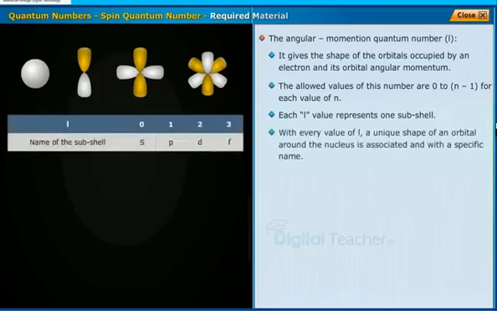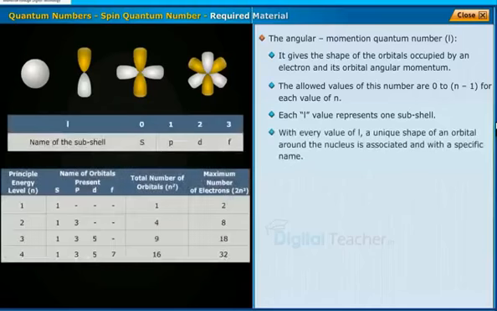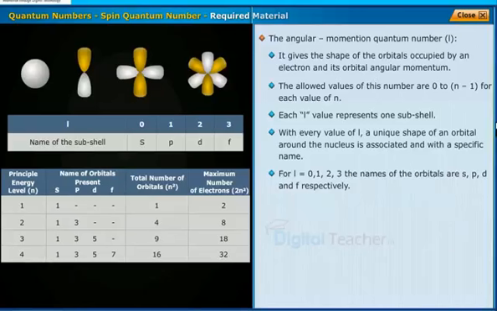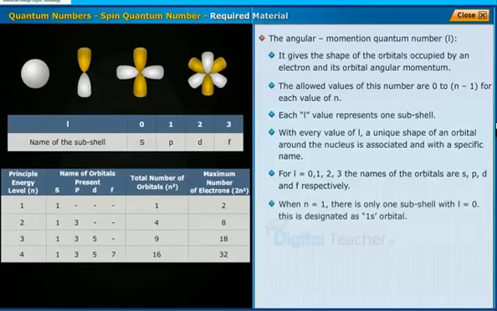With every value of l, a unique shape of an orbital around the nucleus is associated, with a specific name. For l equal to 0, 1, 2, 3, the names of the orbitals are s, p, d and f respectively. When n is equal to 1, there is only one subshell with l equal to 0. This is designated as the 1s orbital.